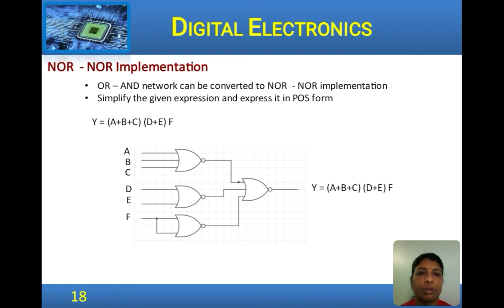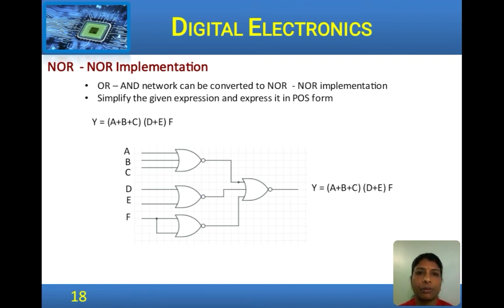Next is implementation of product of sum using NOR gates. It is very similar to what we did for SOP. In POS the expression is taken, implement it using OR gates and AND gates, bubble at the output of OR and input of AND, bubbled AND can be replaced by a NOR gate, and we get a NOR implementation for a product of sum expression.